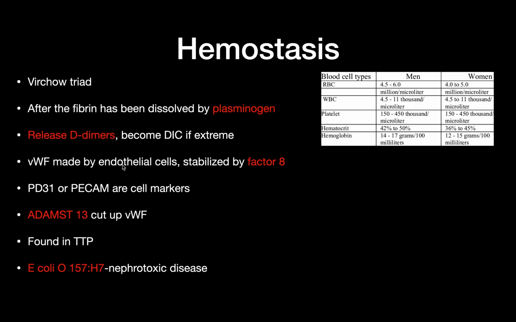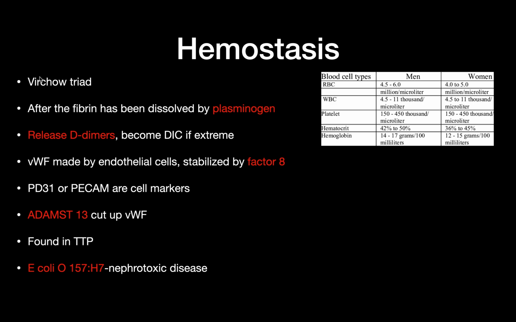Von Willebrand factor is going to be stabilized by factor 8. ADAMTS13 is going to cut up the von Willebrand factor to lyse the thrombin, and it's found in TTP, and it can be caused by E. coli in this variant O157:H7, and that causes the nephrotoxic disease.